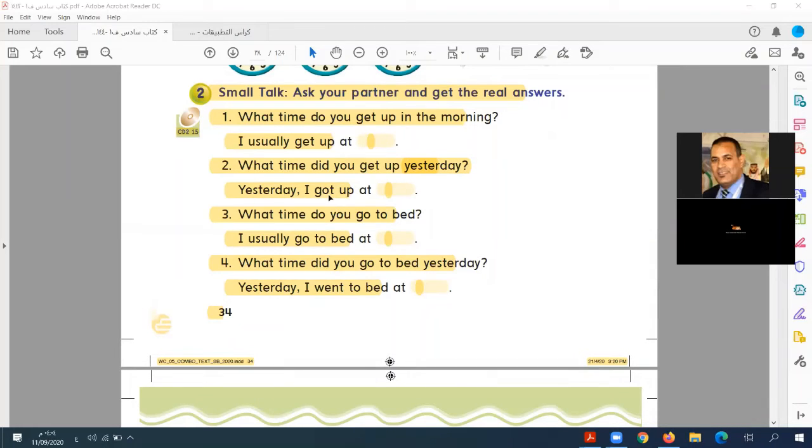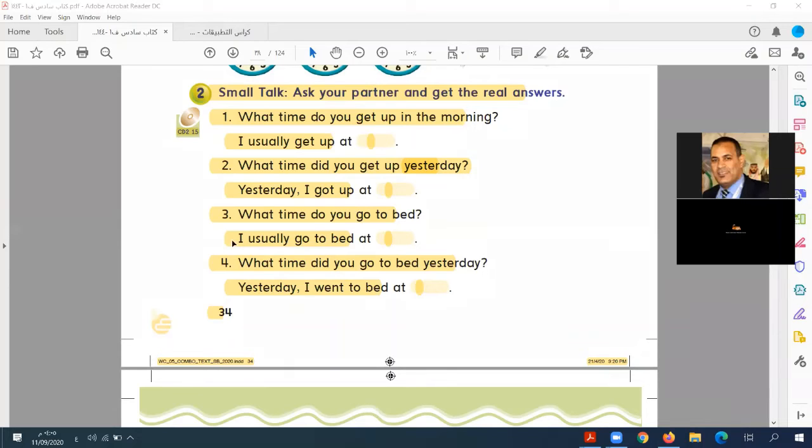I got up. Don't say get, because get here is used for the present. But for the past, I say got. Get for present and got for the past. Here I'm talking about the present. If you say get up, get up at, and mention the hour. Here I'm talking about yesterday, the past, so I say I got up. The past of get up. I got up at 7 o'clock, at 5 o'clock, at 6 o'clock, whatever.